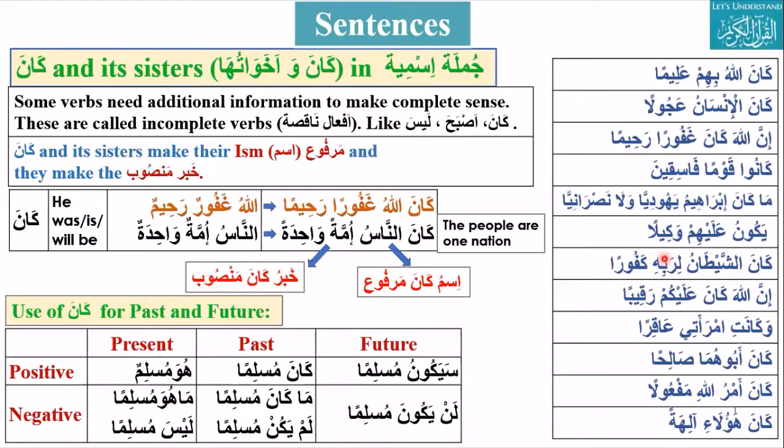Kana haulai alihatan is the next example. Kana, he was, haulai, these, alihatan, gods. So haulai is here the ism of Kana, it is marfu. And alihatan is mansoob, so this is the khabar of Kana. So we can translate it as these were or these are gods. These are gods. So that's it.